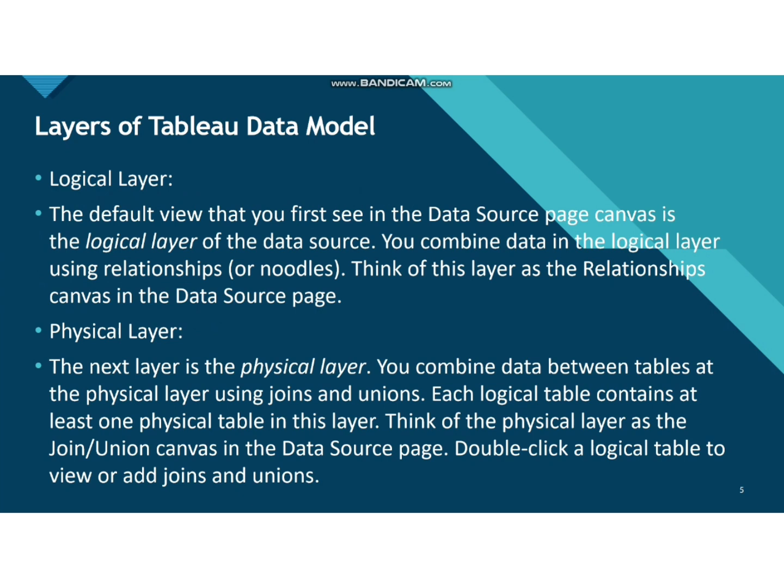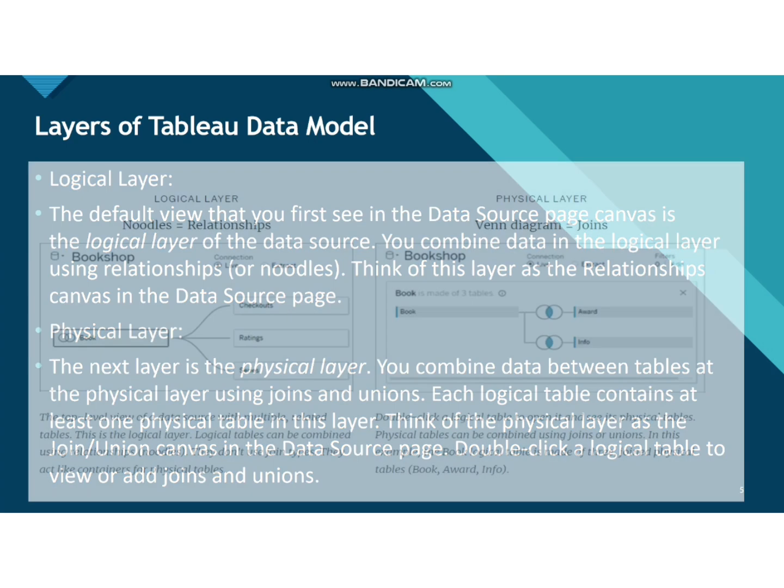And next comes the physical layer. You combine data between tables at the physical layer using joins and unions. Each table contains at least one physical table in this layer. Think of the physical layer as the join or union canvas in the data source page. Double click a logical table to view or add joins and unions.